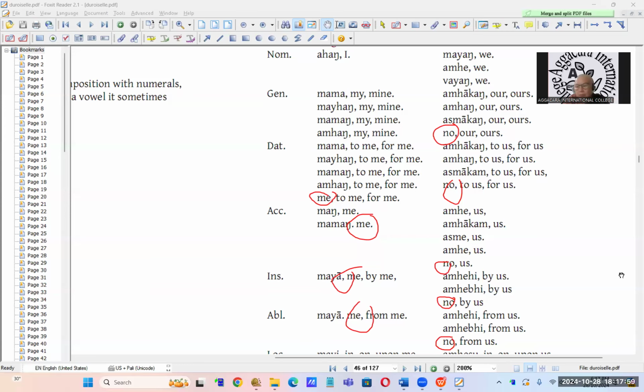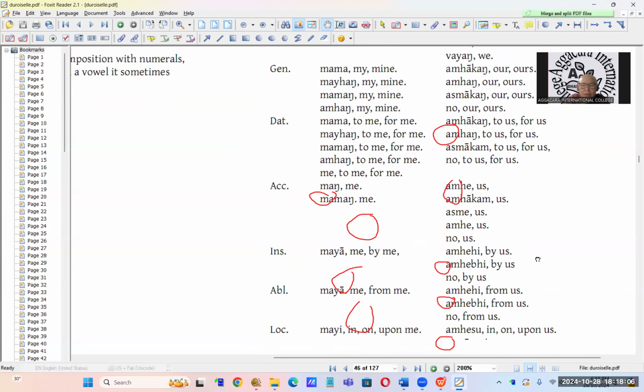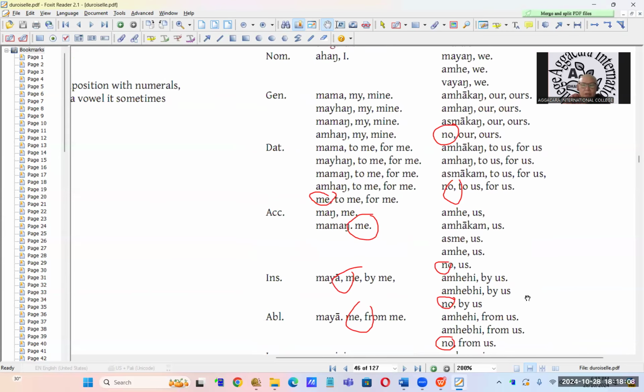Okay, let's see some more. So this means that me and no are for dative, genitive, accusative, instrumental, ablative, except the nominative and locative. So you can write yourself in the Pali Made Easy the short form me for this one and short form no for the plural side. Can follow, Saiji, Vera?